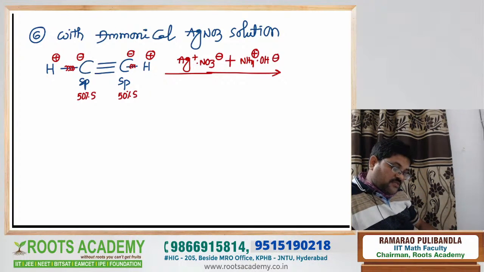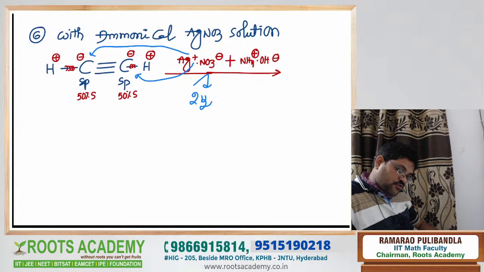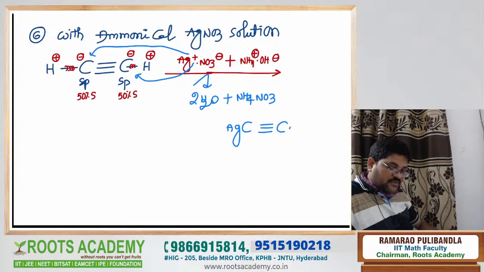Now see, simple explanation I am writing. Now this H plus ion attacks the C minus. This Ag plus ion attacks this side C minus. Now H plus ion combines with this OH minus ion. How do you get water loss? H plus combines with OH minus, water is lost. Now NH4 plus combines with NO3 minus, you get ammonium nitrate. And from that you get silver acetylide forming.